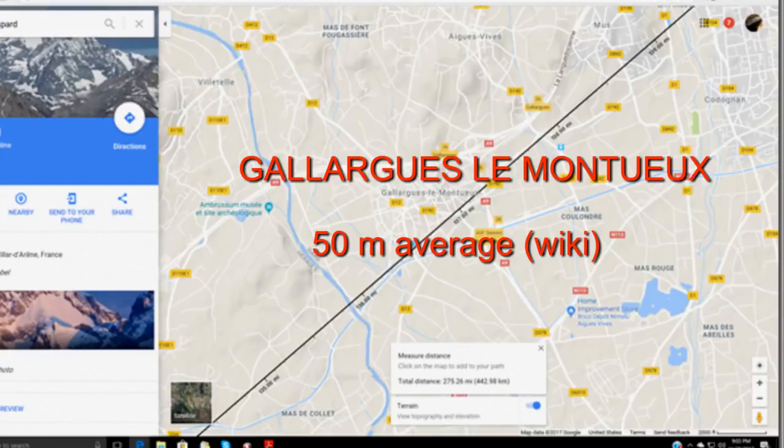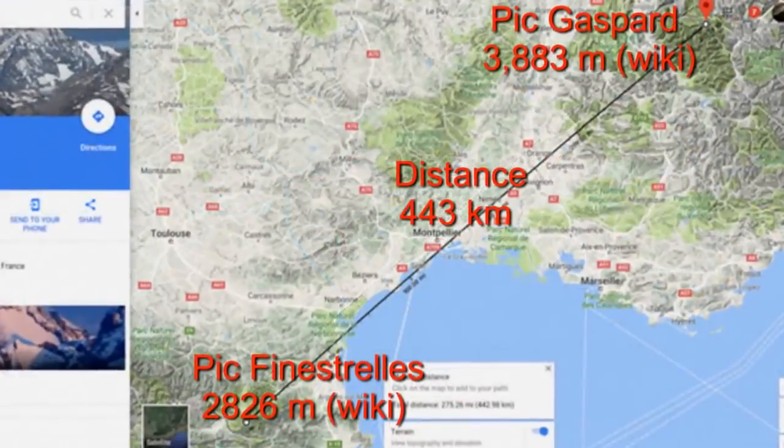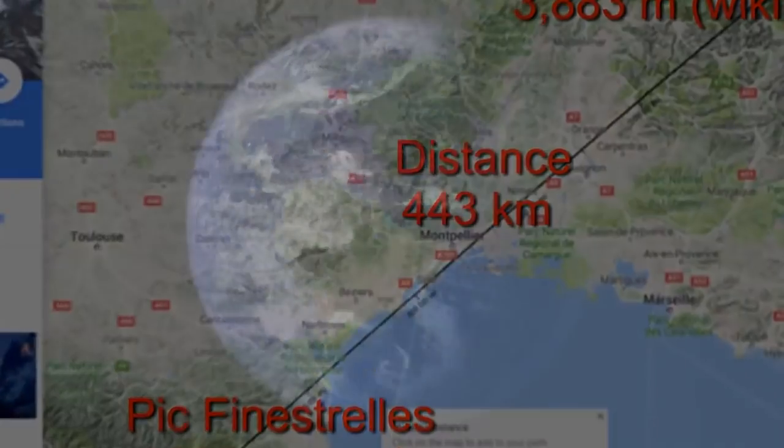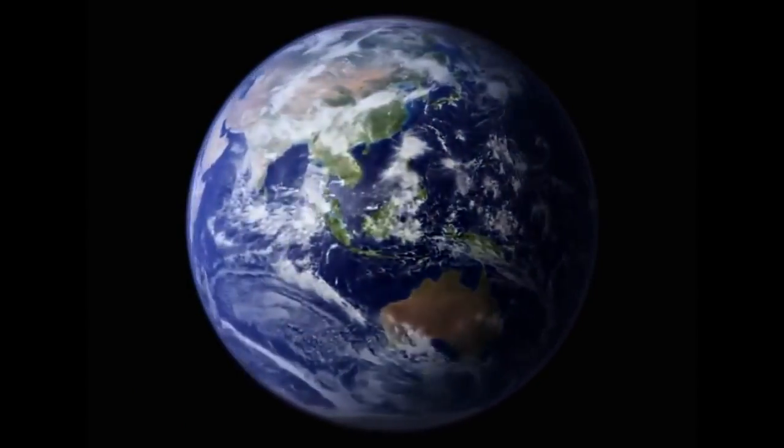This is a detail of the town that's right in the middle between the two mountains. This would be 221.5 kilometers from each mountain. Its elevation is 50 meters average per wiki. Now let's calculate the bulge height between the two mountains on the fictional globe Earth.